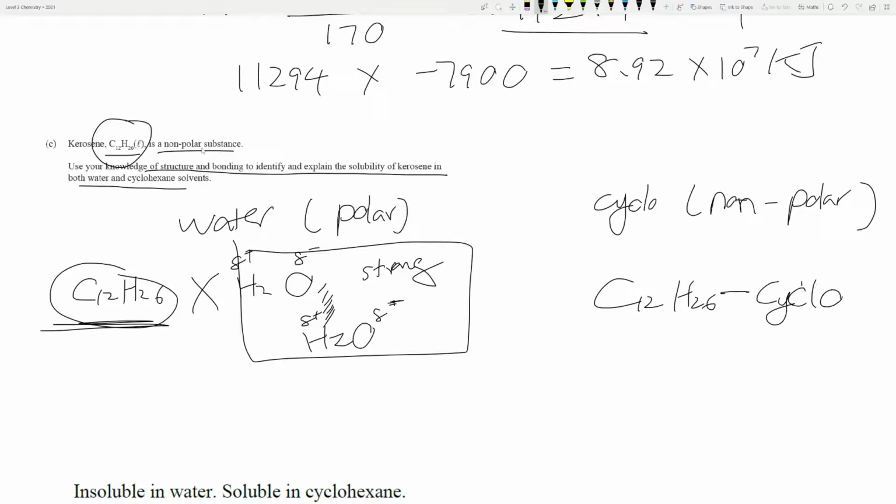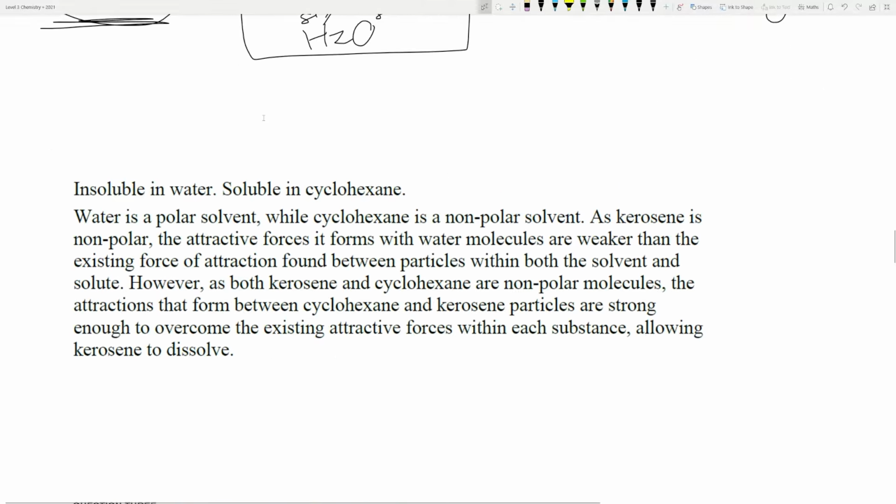But if you put C12H26 with cyclohexane, what's going to happen now is that yes, these guys can interact with each other because they're both non-polar. So if you put it in there, they can mix together because the new force of attraction, the one we're looking at on the screen, is strong enough to overcome what we had before, because the force of attraction of what we currently have is already pretty weak, so they don't really mind if you introduce a new one.